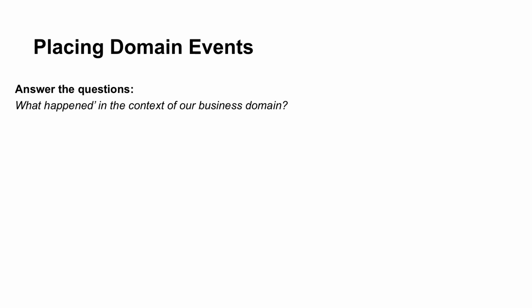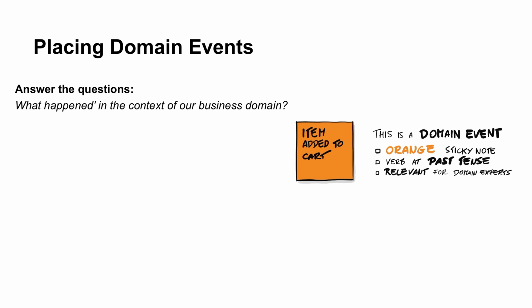It will basically be done by placing domain events, and this is for the big picture workshop where you mainly only use this one notation. An event, or a business event or domain event, is something that happened in the context of the business. An example here, maybe in an e-commerce store, is an item added to cart. That's something that happened in the business. And you use orange stickers for this.